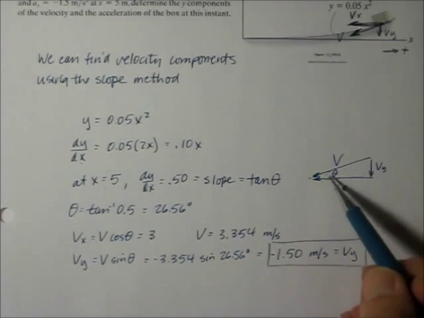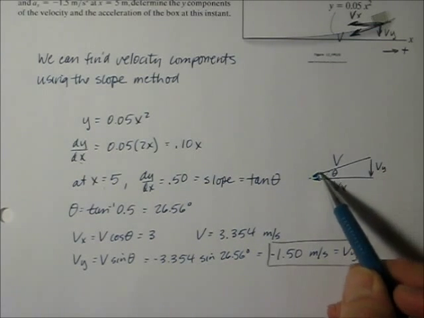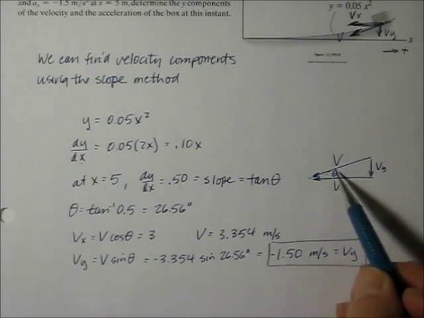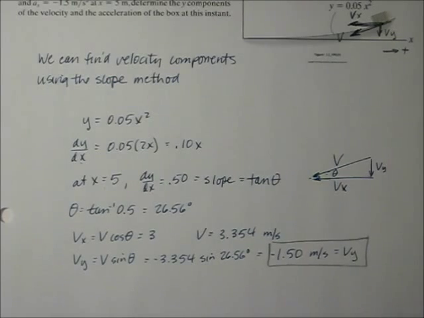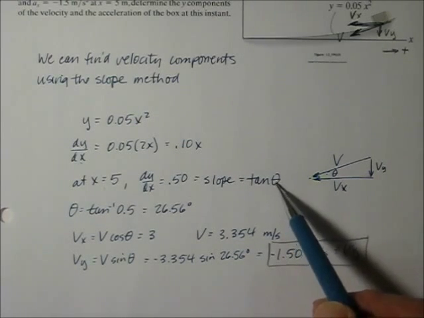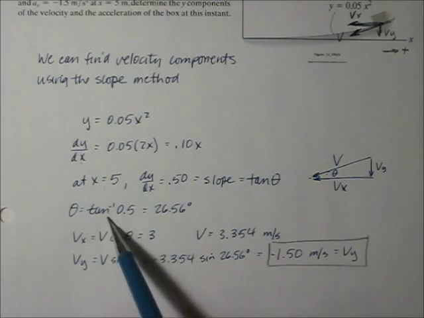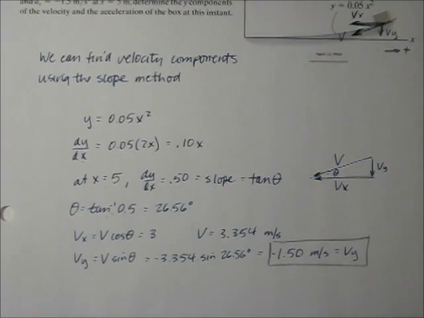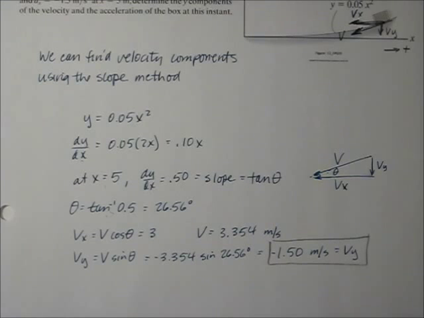So let's draw a little picture of how that looks then. We have a velocity going this direction, a velocity in the y direction, and a velocity in the x direction with a theta in between. We know tangent theta, so we can find theta by taking the inverse tangent and find that the angle is 26.56 degrees.